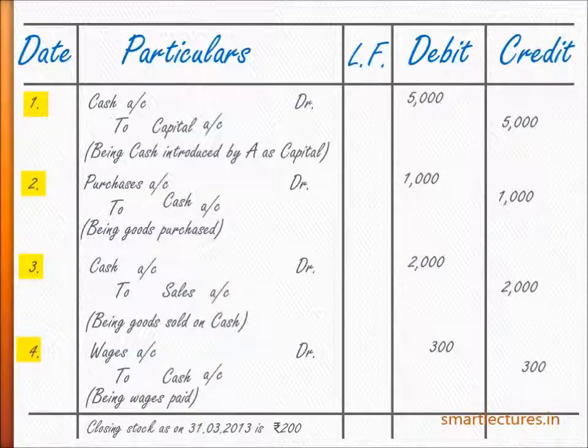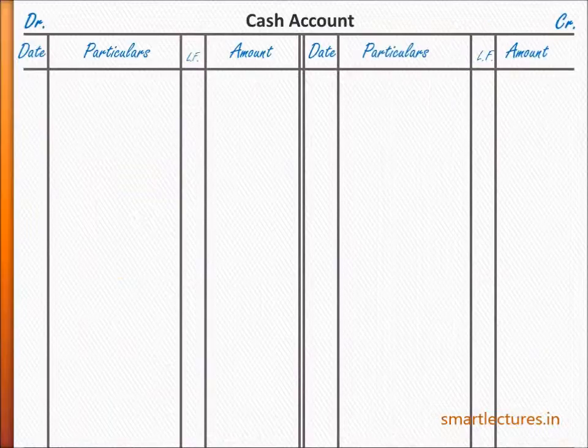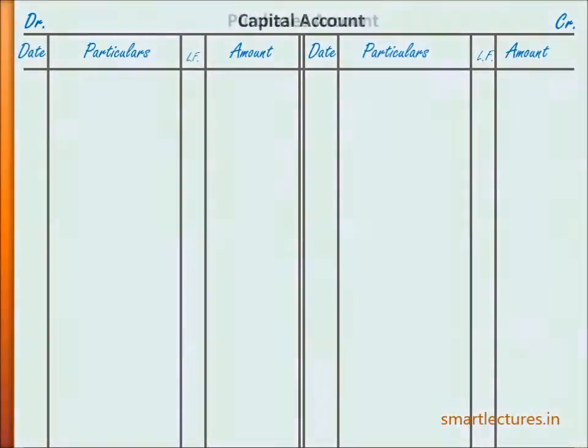And let's make the list of how many accounts or items are involved in these journal entries. That will be cash account, capital account, purchase account, sales account and wages account. 5 accounts are involved in these journal entries, so we will have to open 5 ledgers. Number 1 cash account, number 2 capital account, number 3 purchases account, and then sales account, and then wages account.